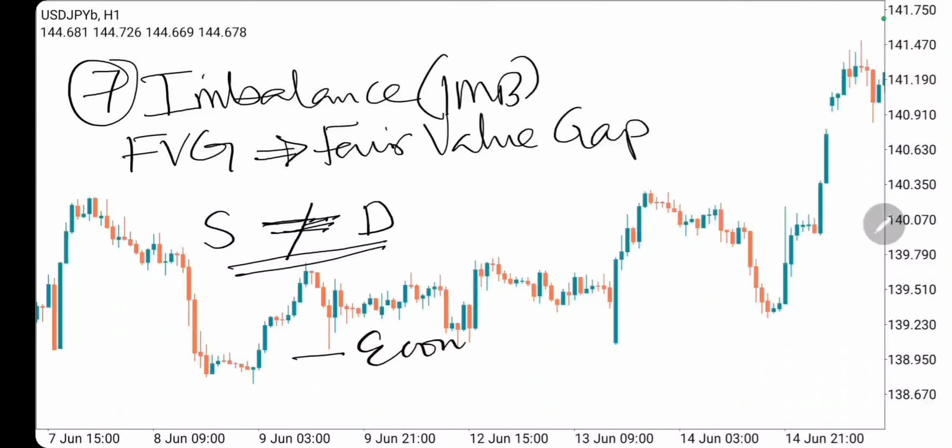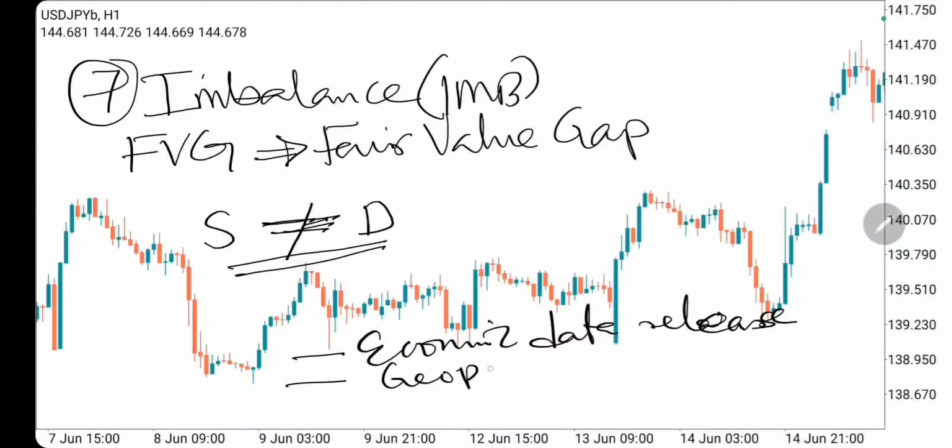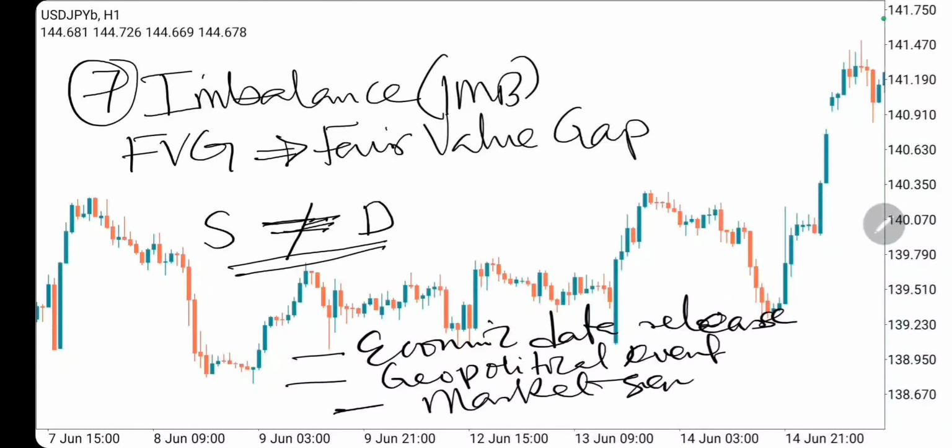economic data release. Imbalances mostly occur temporarily. It can be caused by economic data release, by geopolitical factors or events, and it can also be caused by market sentiment.